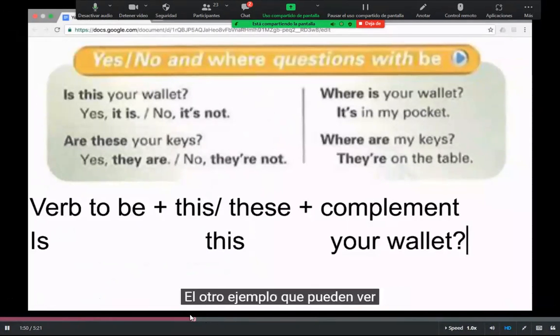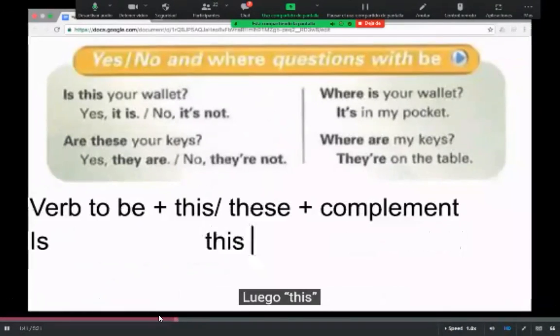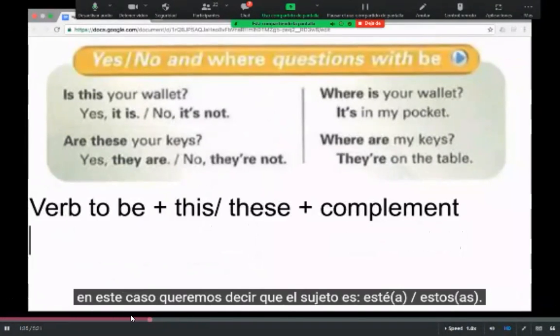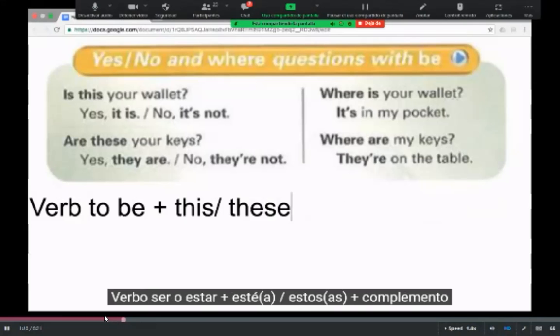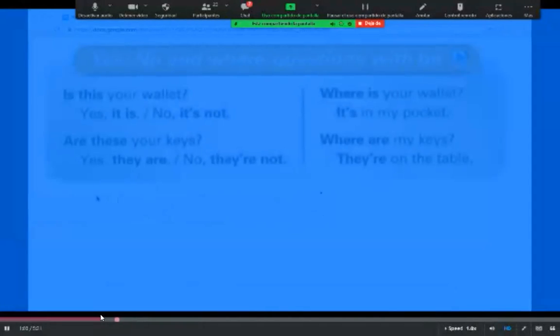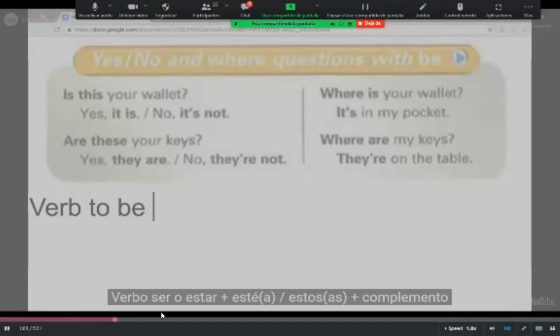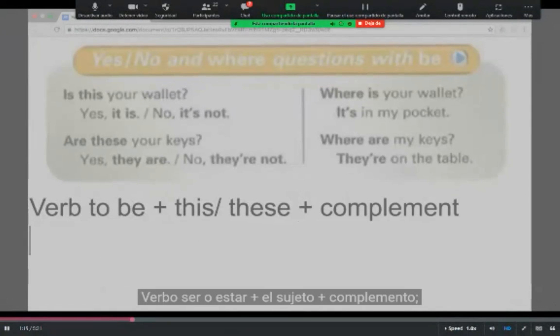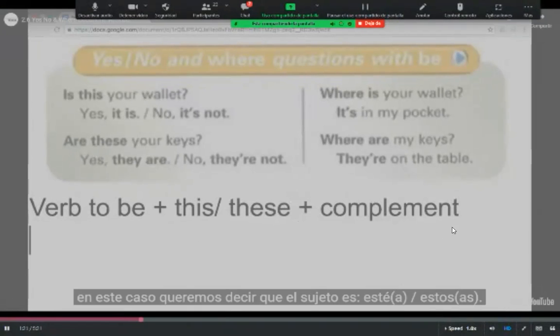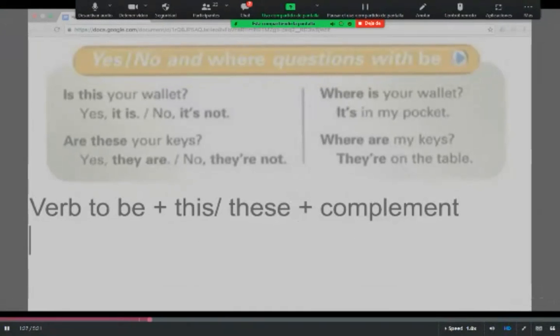Let me see the other example that you see here. Vamos a poquito de grammar. This or these, plus verb to be, plus some kind of complement. So verb to be plus subject plus complement. In this case we want to say that the subject is this or these. So let's try to make some examples.